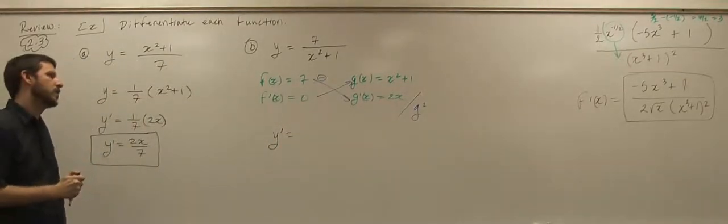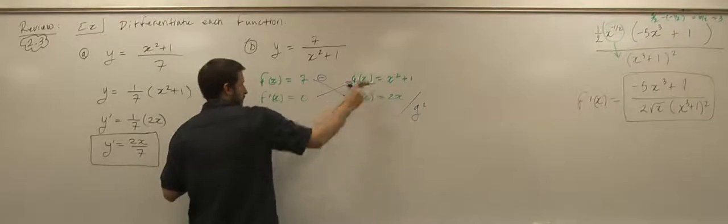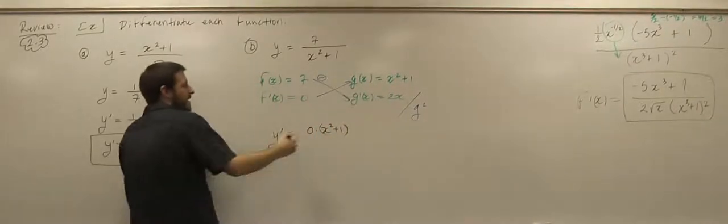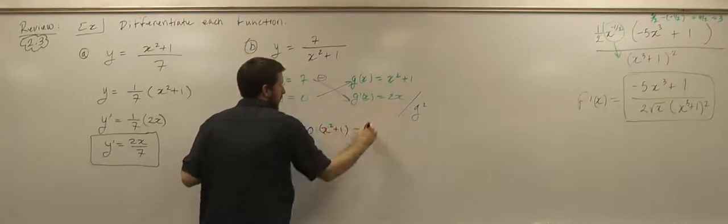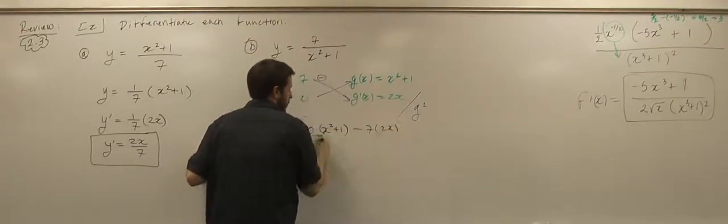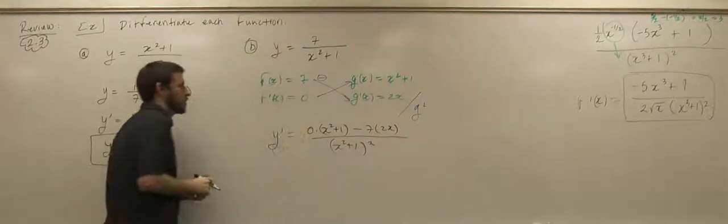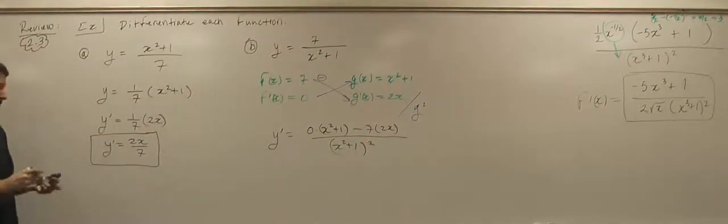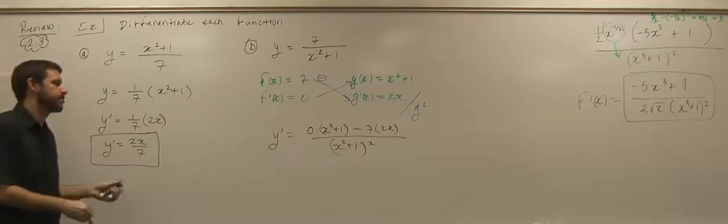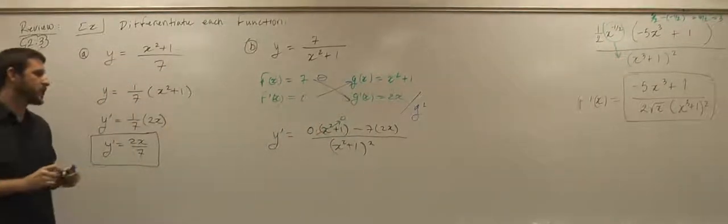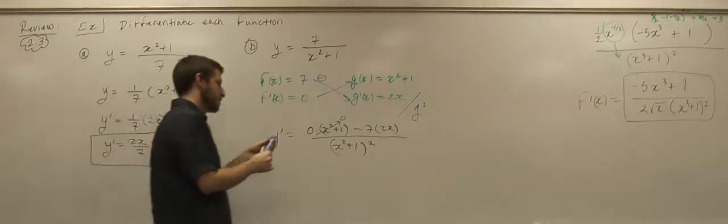So in this case, y prime will equal 0 times this guy, which doesn't do much, minus 7 times this guy, over x squared plus 1 squared. So negative 14x over x squared plus 1 squared.